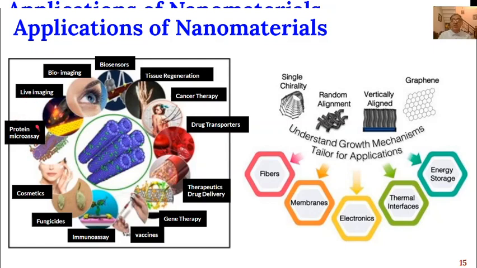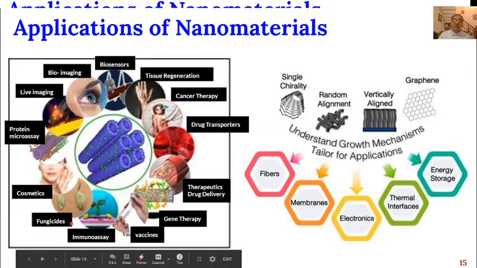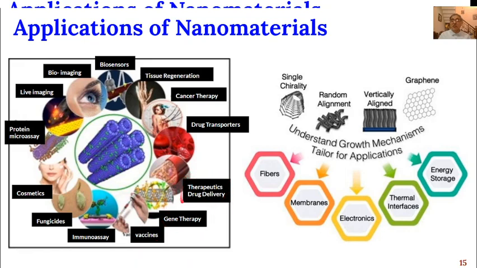Then they have been used in protein microassay. They have been used in cosmetics, nanomaterials. They have been used as fungicides. Then they have been used in amino acids, vaccines, gene therapy, therapeutics, and drug delivery. So these are some of the very important applications of nanomaterials, and particularly these applications are of nanotubes.